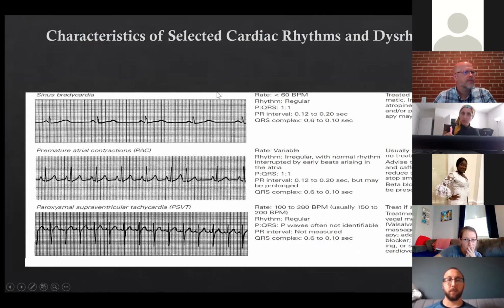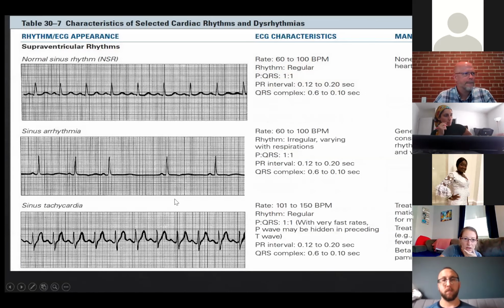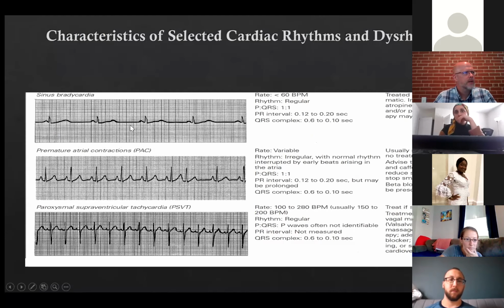All right, sinus Brady, you know that's going to be less than 60. Professor Walker, just a quick question on the previous slide. For the sinus arrhythmia, would the rate then be 50? 1, 2, 3, 4, 5. Yes, and you can see we've got a pause here. I will not give you this rhythm to do on an exam. Okay. So I want you to know normal sinus. I want you to know sinus tach. I'd like you to know sinus Brady.